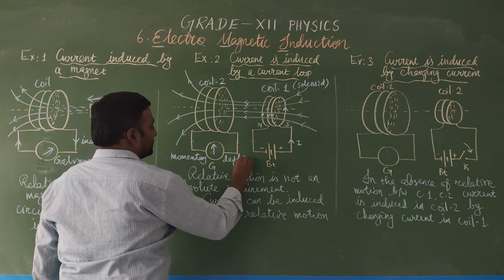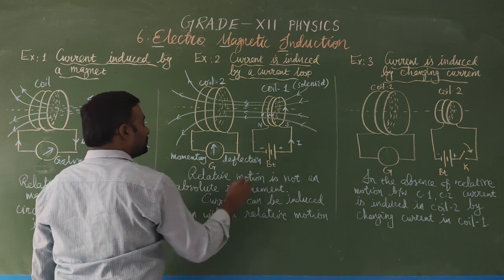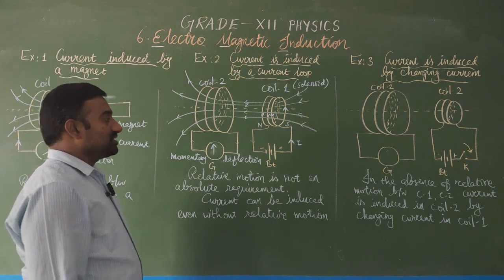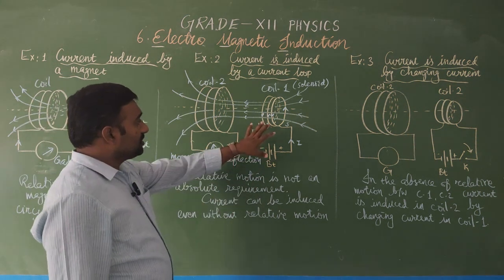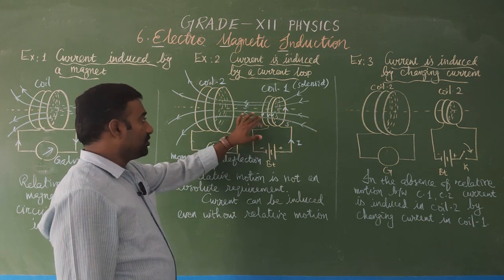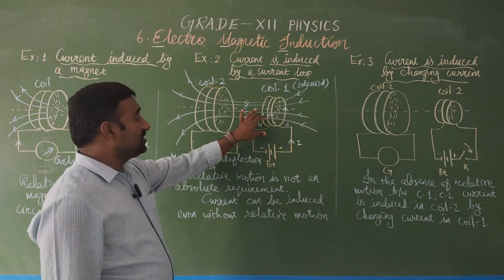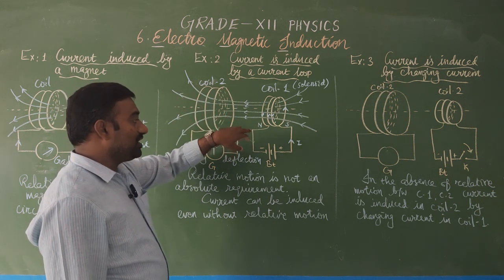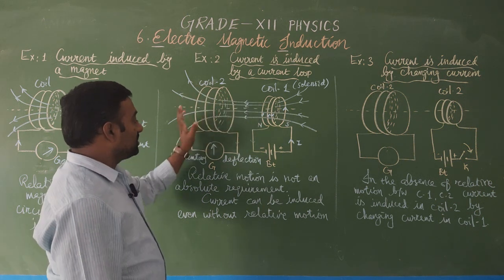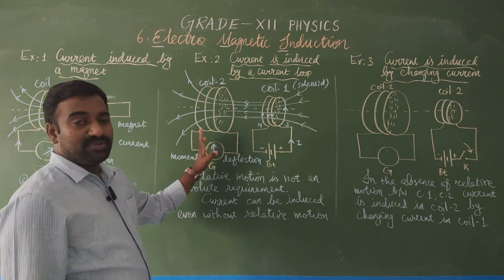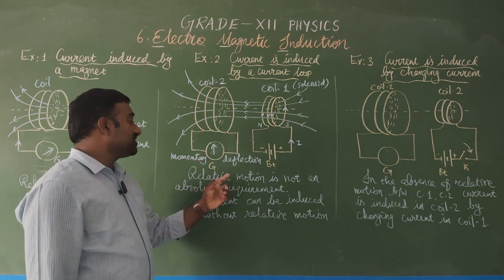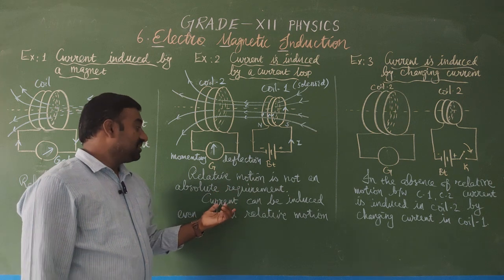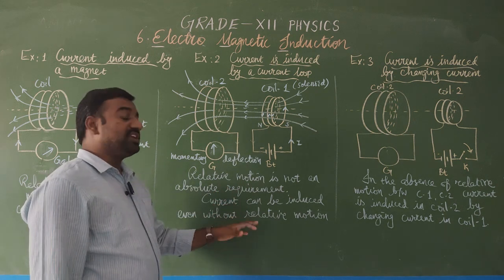Momentary deflections. The galvanometer shows the momentary deflections, because one side always has the north pole alone continuously linked with the coil. Only for a fraction of a second, while you are plugging the key, the galvanometer shows deflection. Soon it immediately comes to zero. So relative motion is not an absolute requirement. The current can be induced even without relative motion.